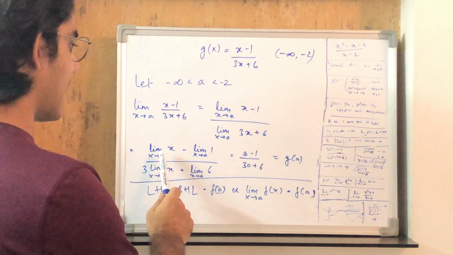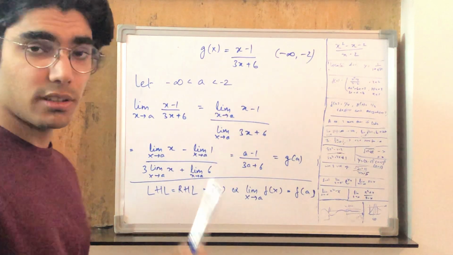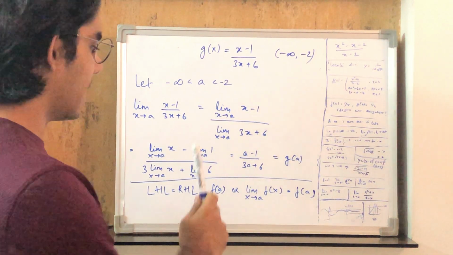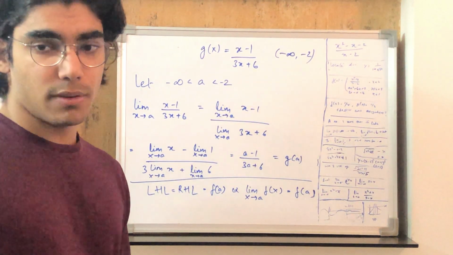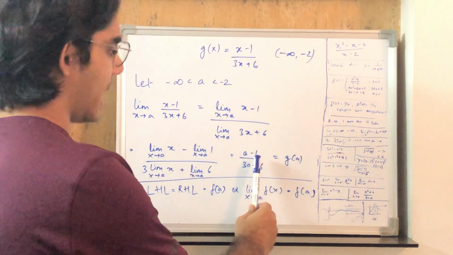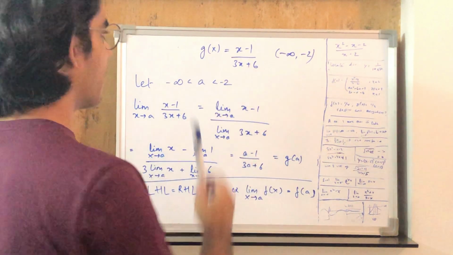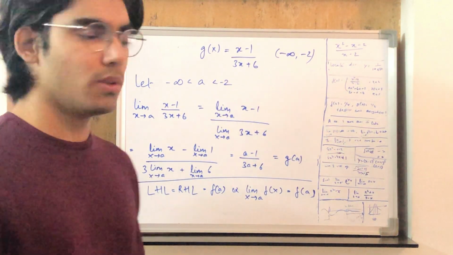Split it further, I get limit x into a for x, then 1, and then 3x because I can take the 3 outside because it's a scalar, right? And then finally 6. And then when I find the limit after all this stuff, I have a minus 1 over 3a plus 6, which is what I would get if I just plug in a for this function right here. And that's what you want to prove, right?